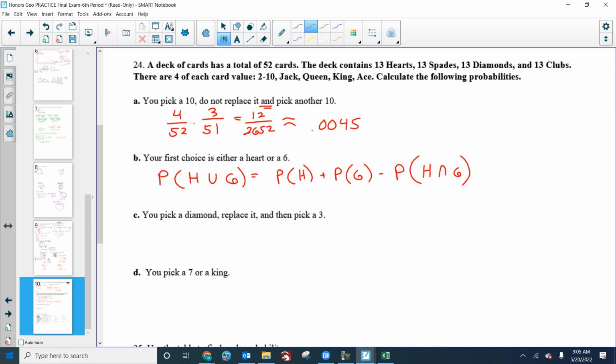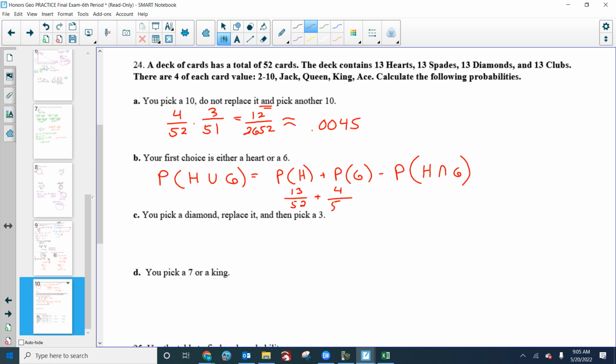What's P of H? Leave it unreduced, okay? So what's P of H? Did you say 13 out of 52? Now we want to leave that one unreduced because when we add fractions, we want them to have the same denominator. So what's P of 6?